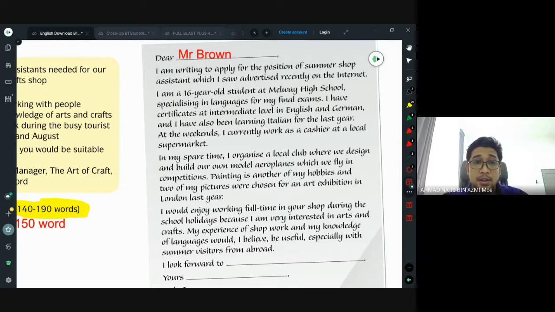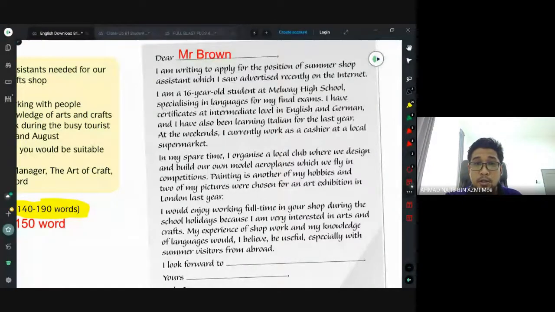I have certificates at intermediate levels in English and German and I have also been learning Italian for the last year. At the weekends, I currently work as a cashier at a local supermarket. In my spare time, I organize a local club where we design and build our own model aeroplanes which we fly in competitions. Painting is another one of my hobbies and 2 of my pictures were chosen for an art exhibition in London next year.